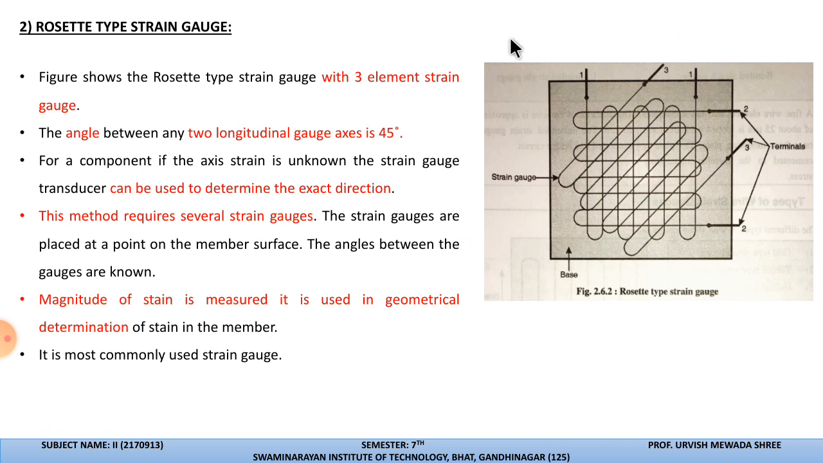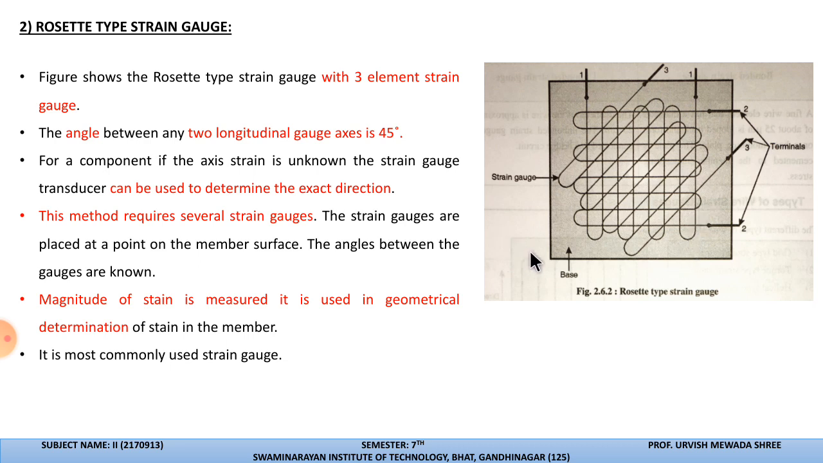Now this is the diagram of the rosette type strain gauge. Here you can see a number of wires placed on the base or surface. Suppose we consider this direction as longitudinal, so in this direction we have this wire, in the transverse direction we have this wire, and perpendicular to both, this wire creates a 45-degree angle.